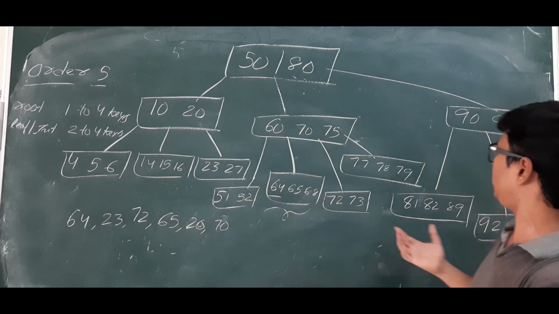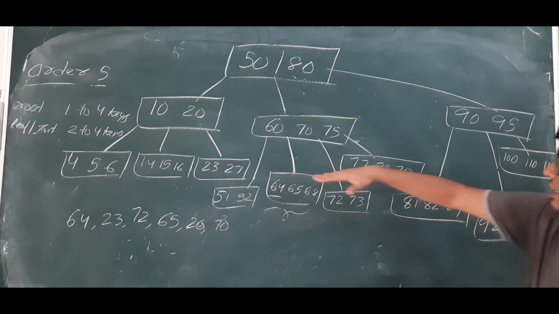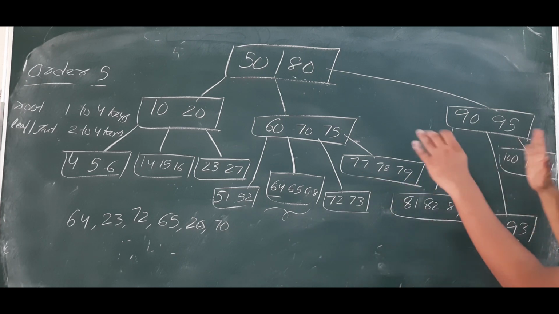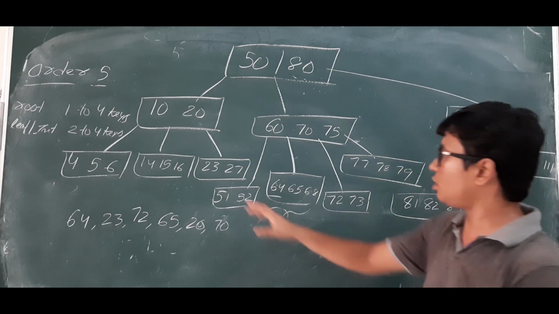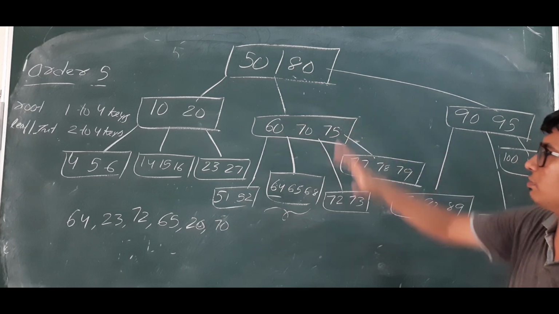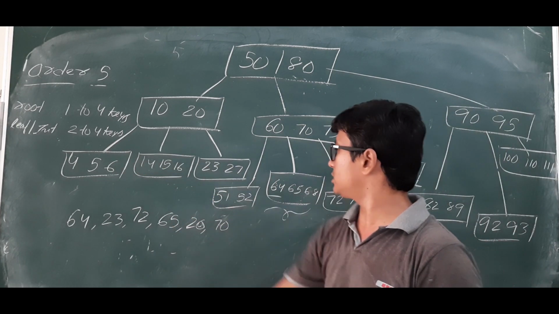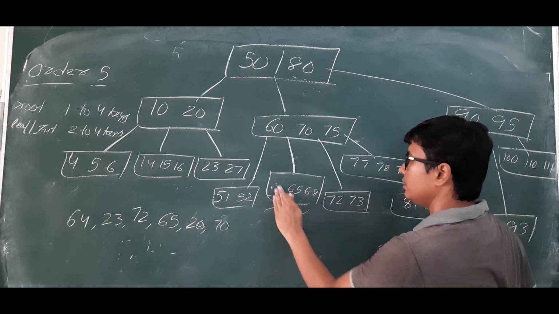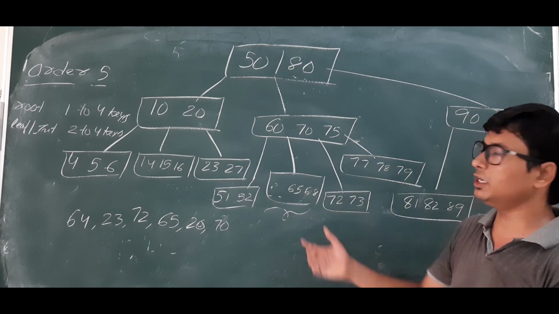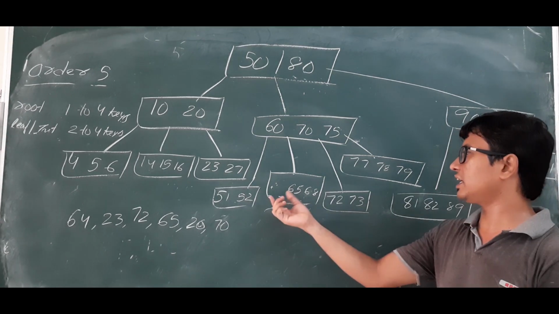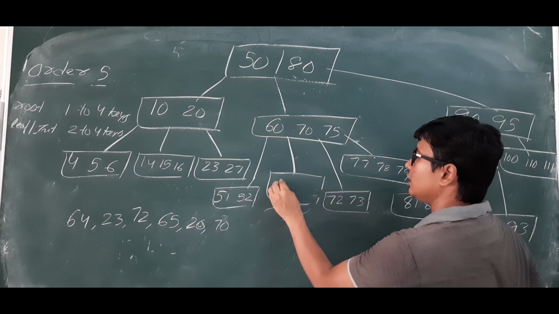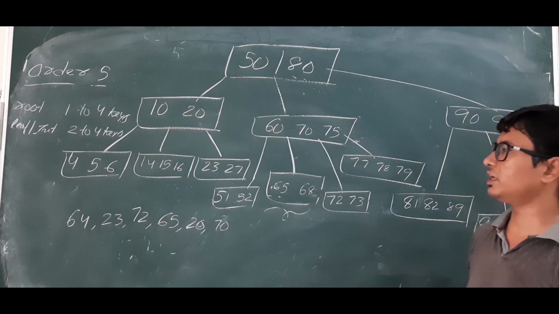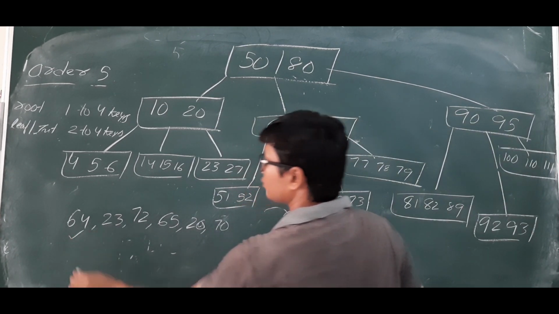If you see that this is a leaf node, all the leaf nodes are at the same level. Maybe my drawing is not looking good, but because of the space constraint I have drawn it like this. So all are at the same depth from the root node. So the minimum is 2. It is already having 3. If I delete 64, it will still have 2, which is the minimum. So there is no problem. I can delete 64 without any problem. So now this node has 2 keys. I have deleted 64 successfully.